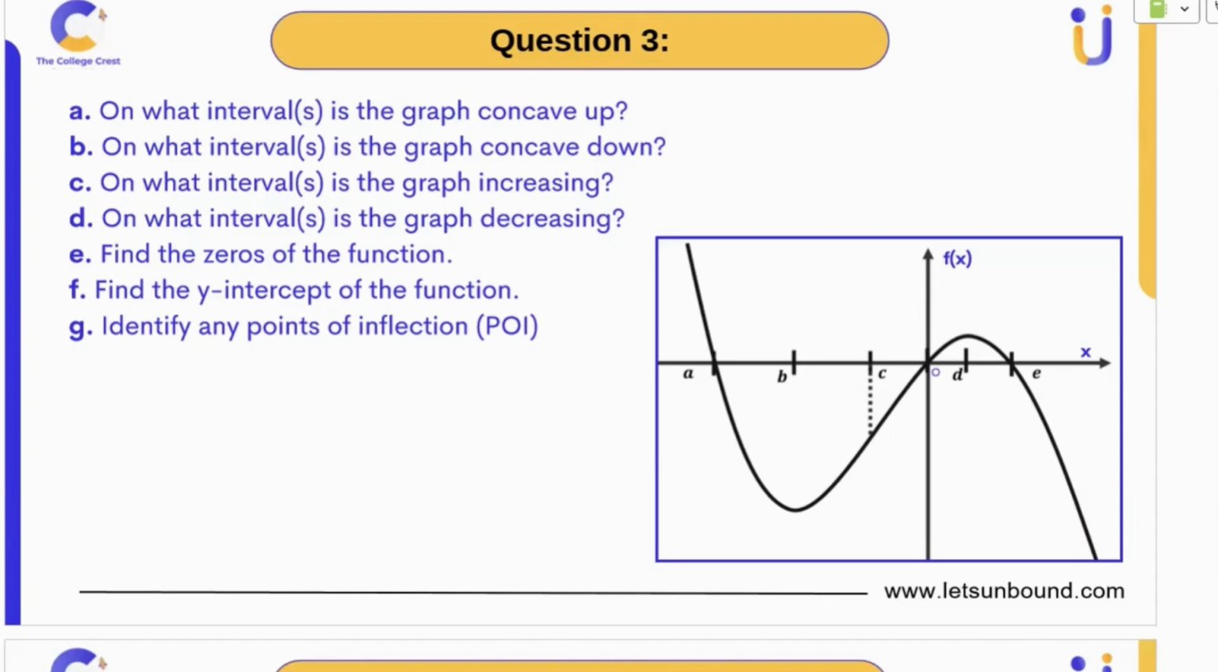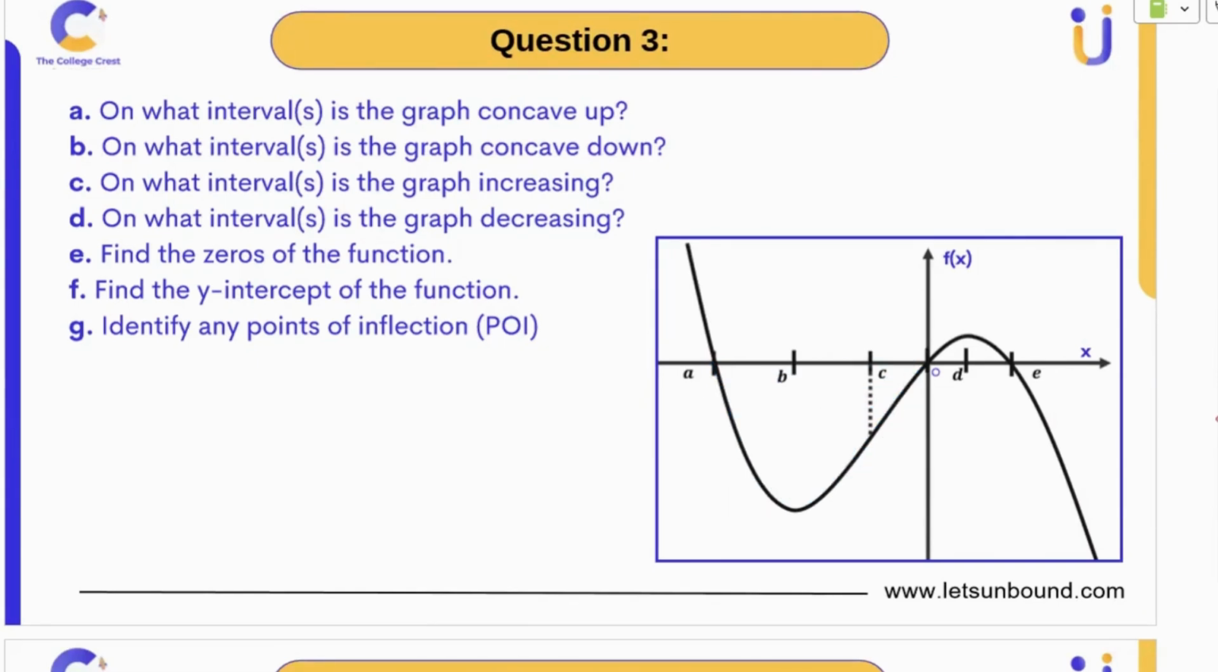We are going to analyze almost every key feature of the graph. Let's go with concave up and down. Here is an important thing. The common mistake we make is thinking that concave up means cup shape. So is this a cup shape? No. Also, that is for reference, of course.